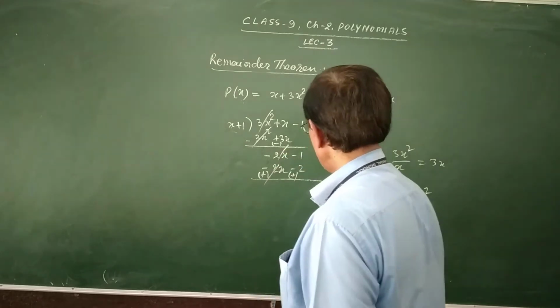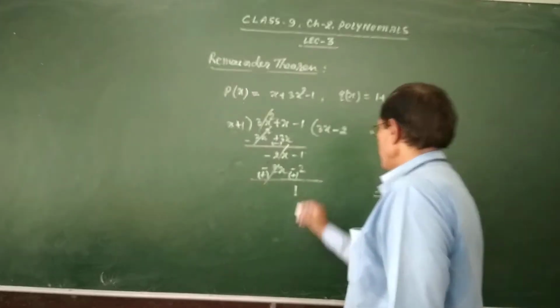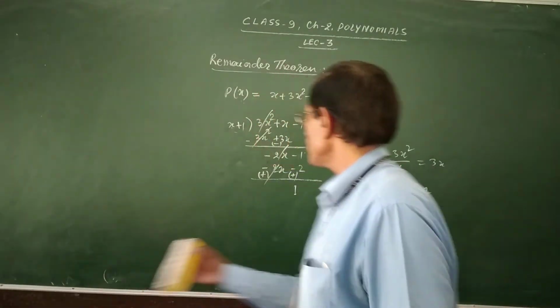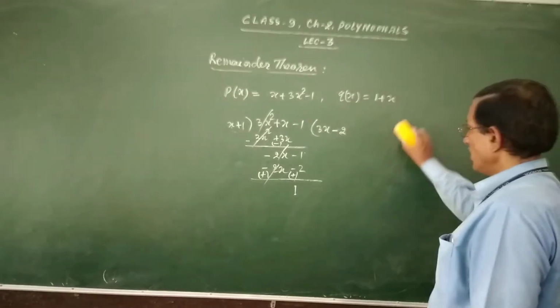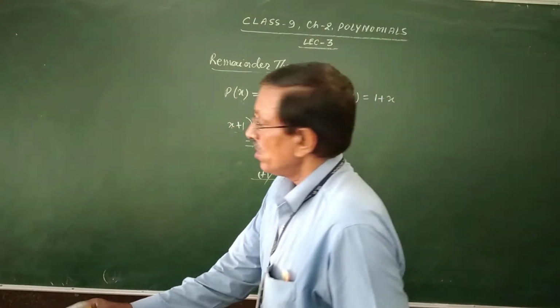This will be cancelled and this will not cancel. 2 minus 1, that is 1. So here the remainder is 1. Now we cannot divide it because the degree of this remainder is less than the degree of the divisor.